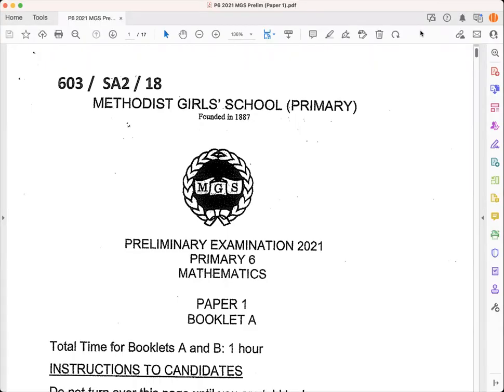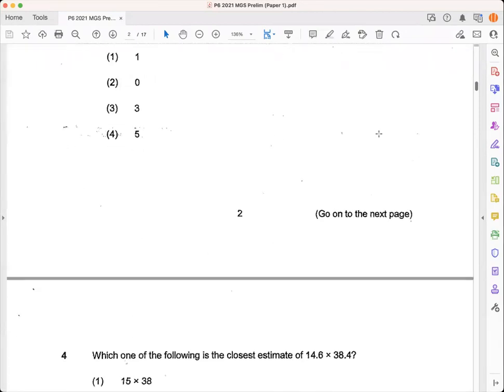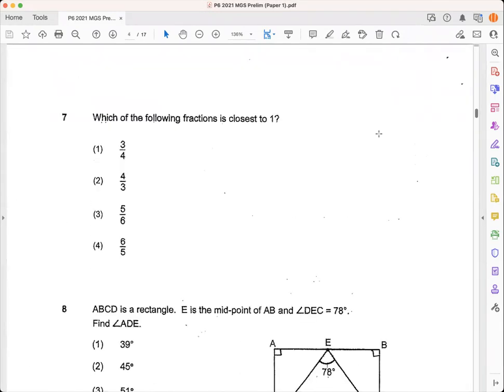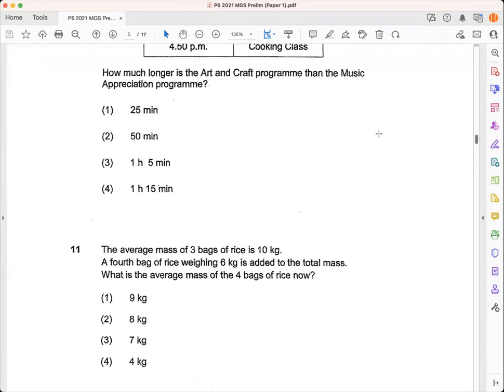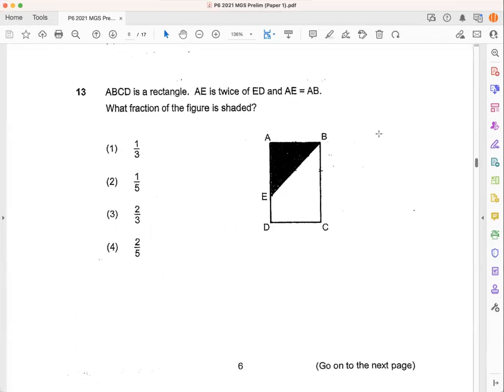Methodist Girls Prelim Examination 2021, Primary 6 Paper 1. I will be going through only booklet B. I have looked through booklet A. There's no difficult question. Okay, there's question 13 in booklet A. Other than question 13, I guess the rest is pretty easy. So let's look at question 13.